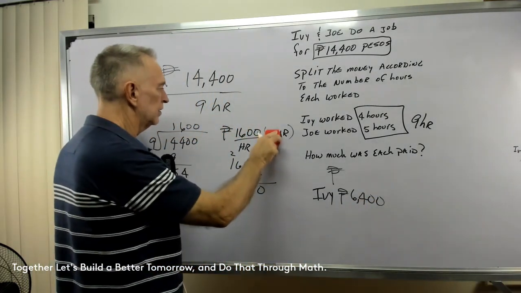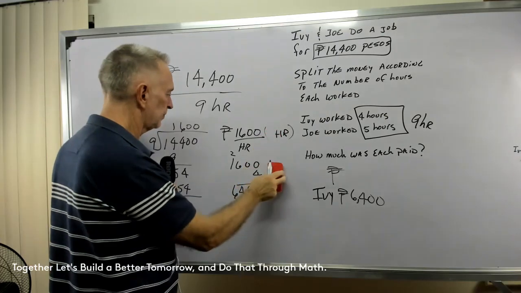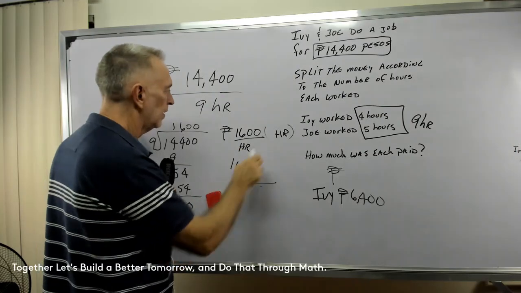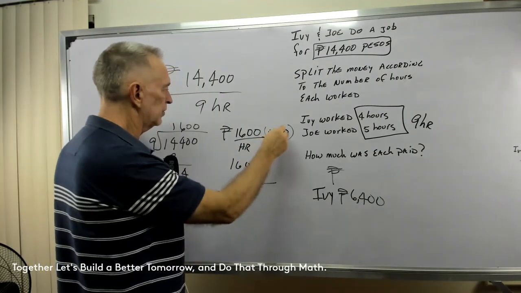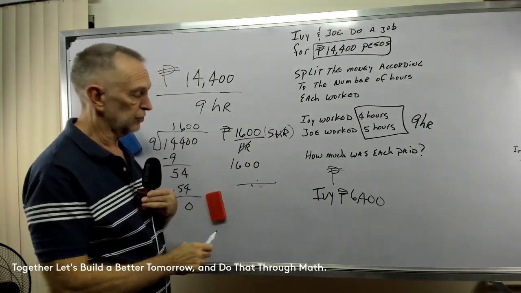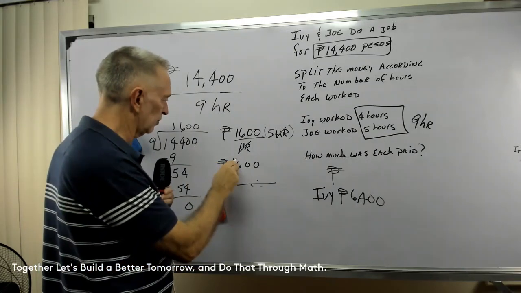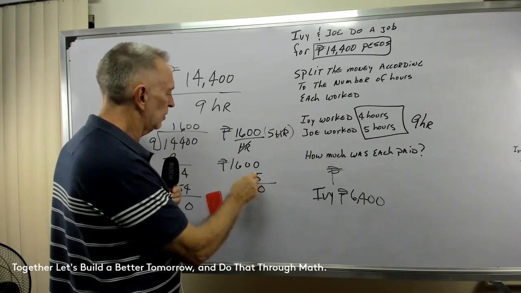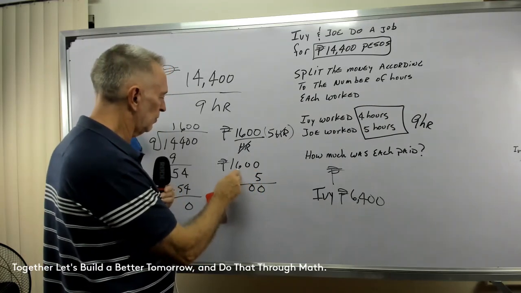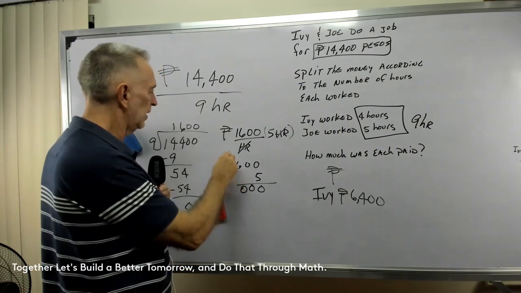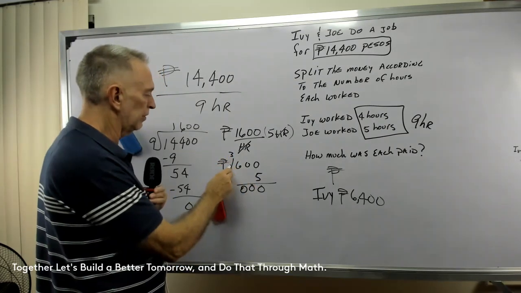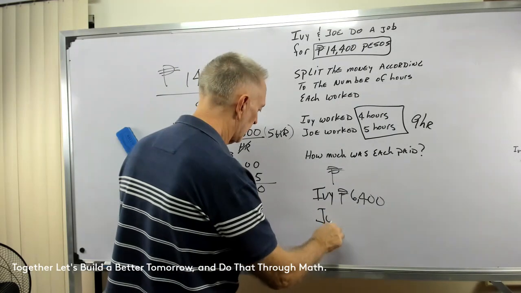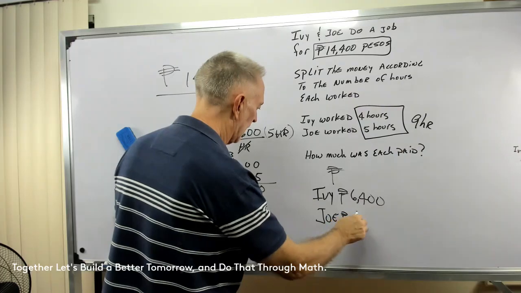Okay, let's take and put Joe in here. So Joe would have 5 hours. And you'll notice hours divided by hours cancel. We're left with just pesos, right? All right, so 5 times 0 is 0. 5 times 0 is 0. 5 times 6 is 30. Carry the 3. 5 times 1 is 5 plus 3 is 8. So Joe, he ended up with 8,000 pesos.